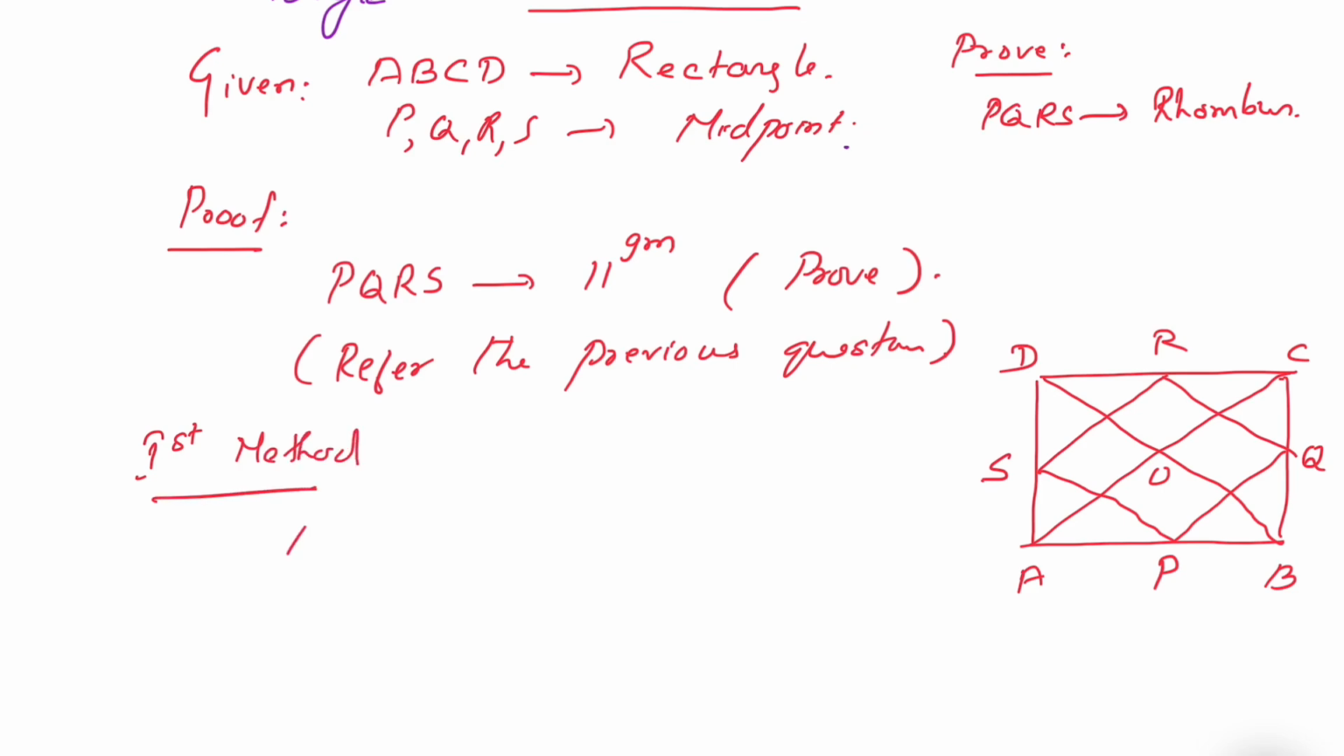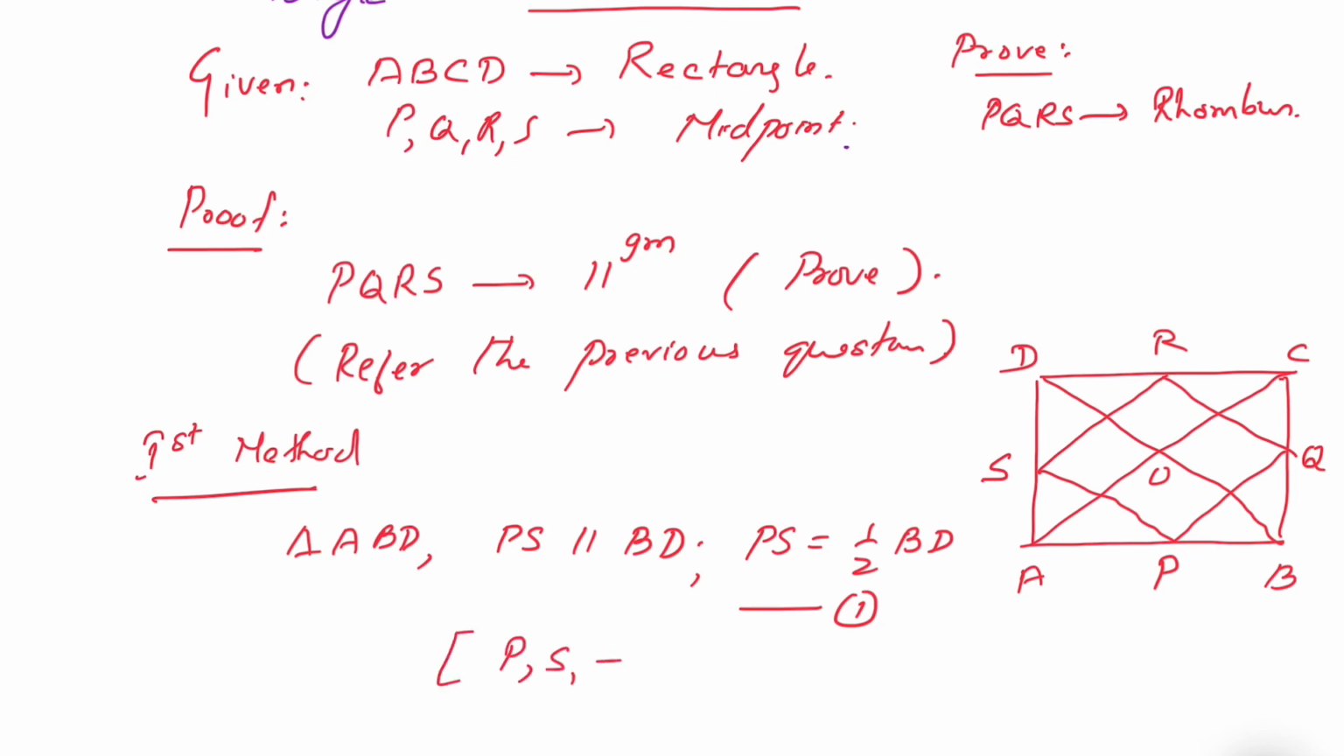in triangle ABD, PS is parallel to BD and PS is equal to half of BD. The reason is P and S are midpoints. You have to write all the reasons. P and S are midpoints, midpoint theorem.